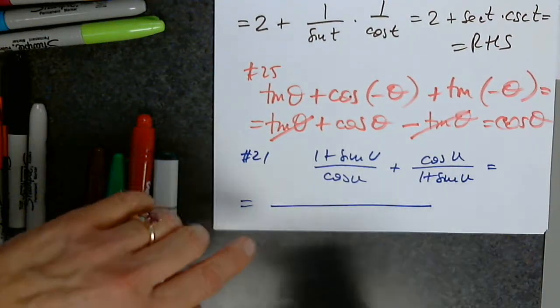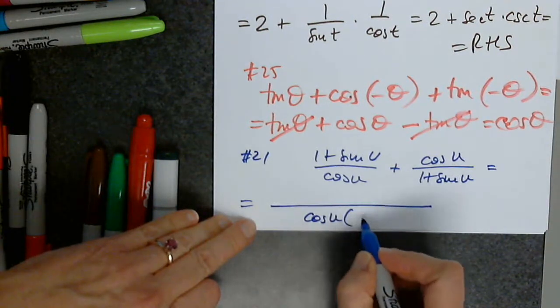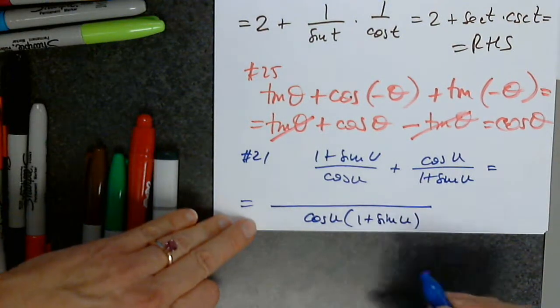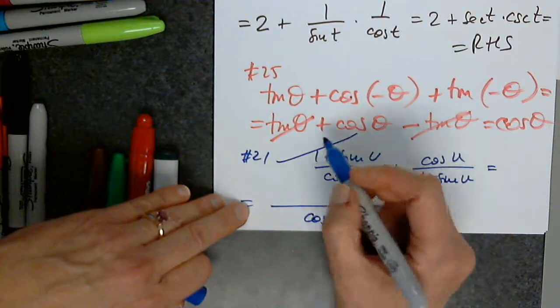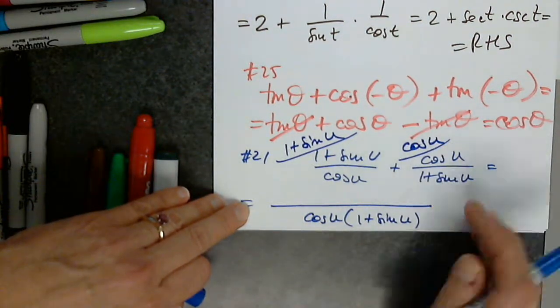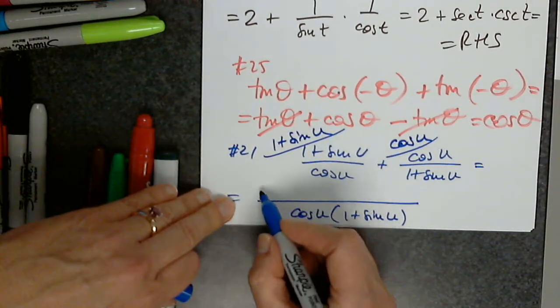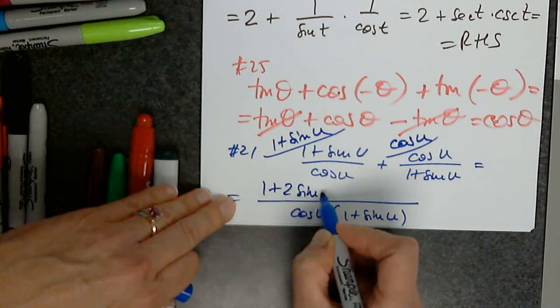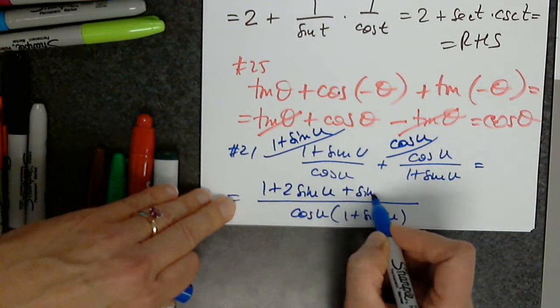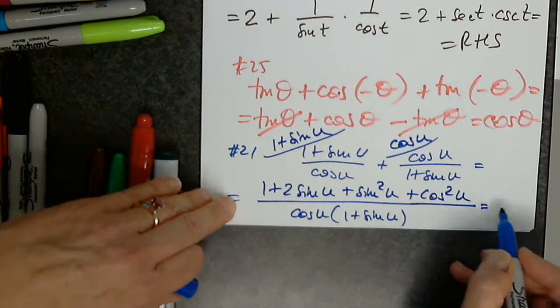I'm adding fractions. I can't add them unless they have the same denominator: cosine u times 1 plus sine u. This one needs a 1 plus sine u. This one needs a cosine u. 1 plus sine u times 1 plus sine u. I'm using the special product: 1 plus 2 sine u plus sine squared u plus cosine squared u.